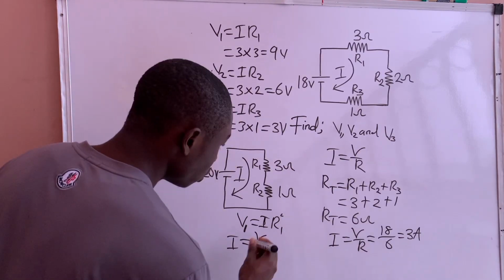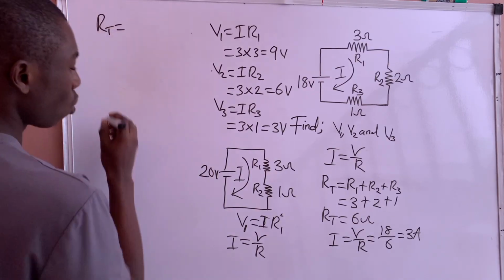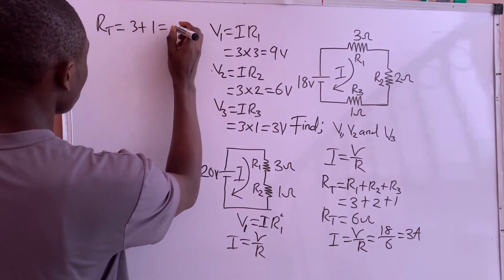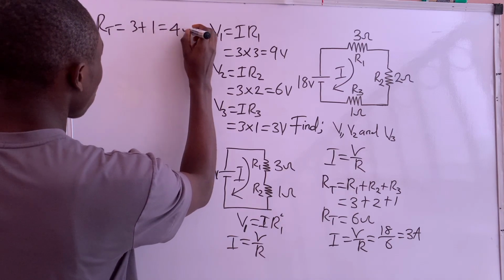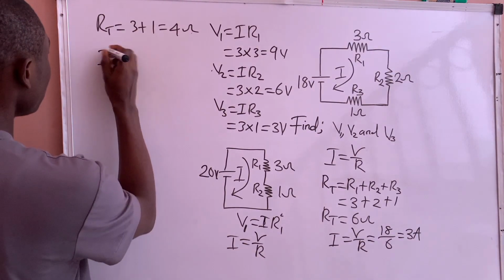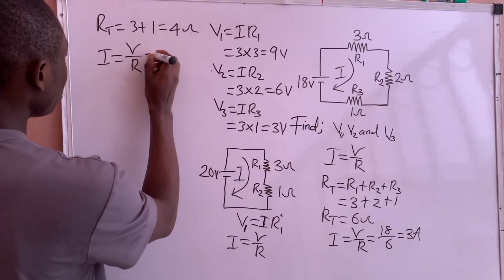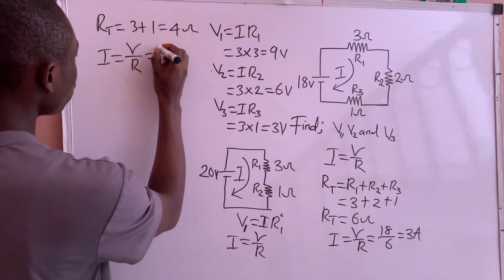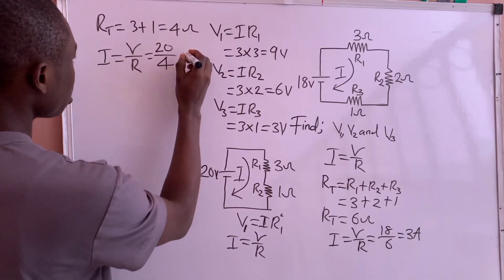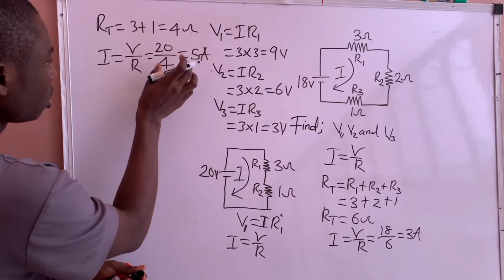The total resistance of this network, which is R total, will equal the sum of these 2 resistors, which is 3 plus 1, which equals 4 ohms. At this point, we can solve for the current, I equals V over R, which is 20 divided by 4 ohms, the total resistance, which equals 5 amps. So this is the circuit current.